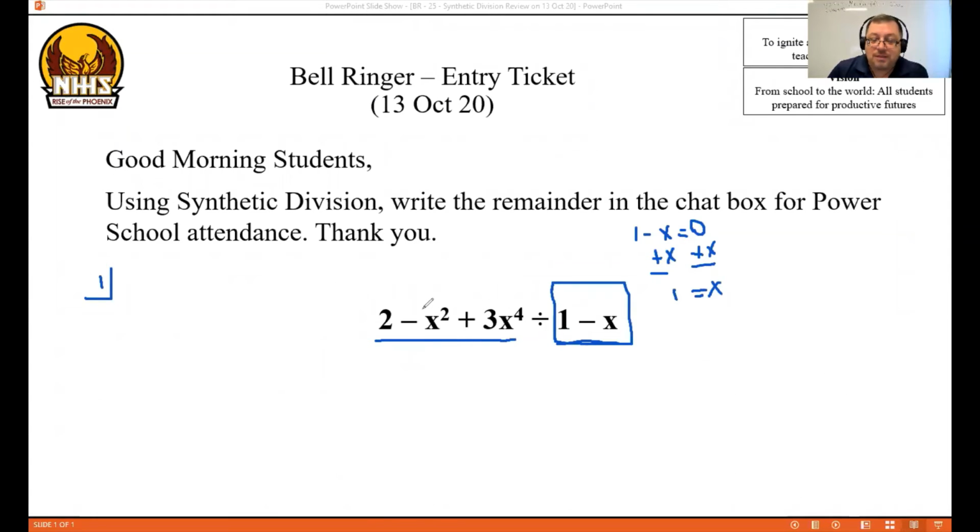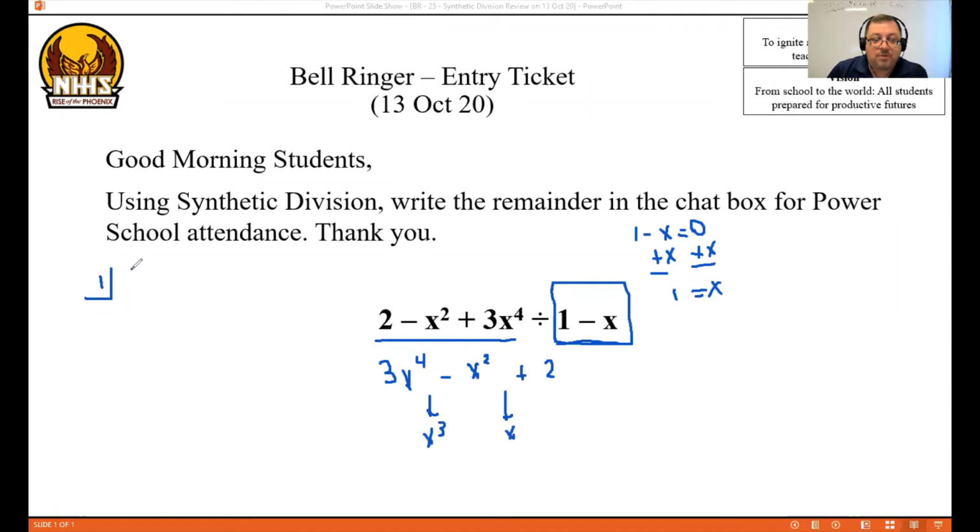Now, let's look at the dividend. Very first thing to do, we want to put it in standard form. So the highest exponent, 3x to the 4th, minus x squared plus 2. Now you have to see if you have any missing terms. Well, I am missing an x cubed, and I am missing an x. So those are going to get placeholders of zeros.